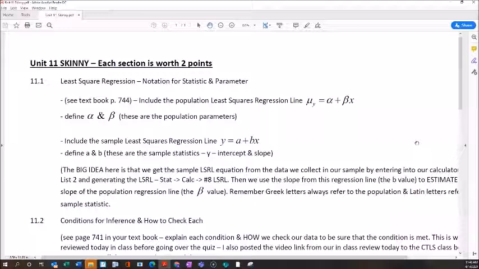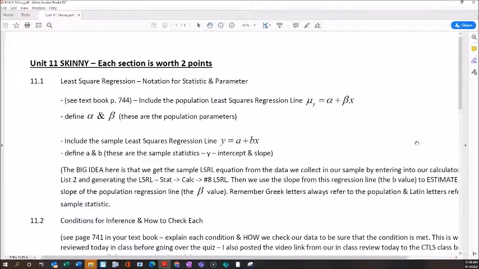So it seems a little bit weird in this unit, but when we're talking about the statistic and the parameter, in this case there is some least squares regression line that defines the whole population you're trying to represent. Just like we always do, we use Greek letters for the population parameter, and we use Latin letters, whatever we use in our regular English alphabet, for statistics.